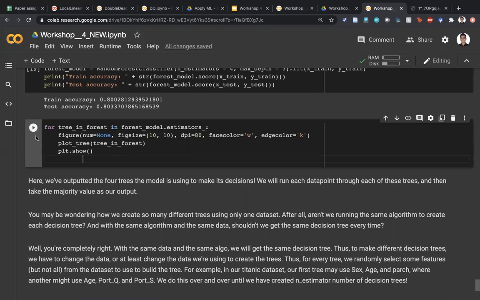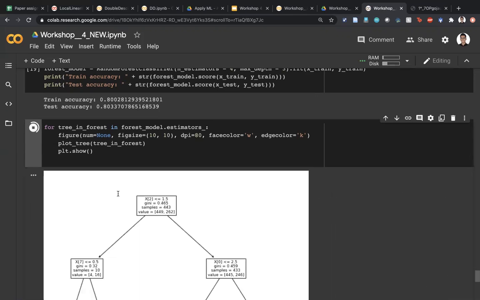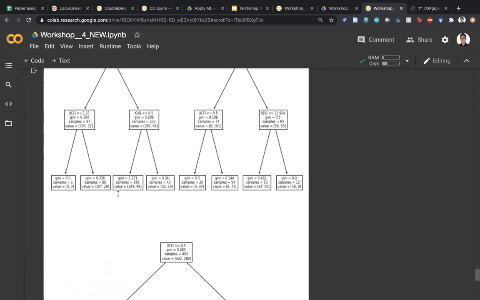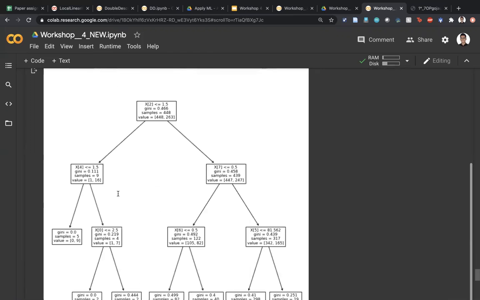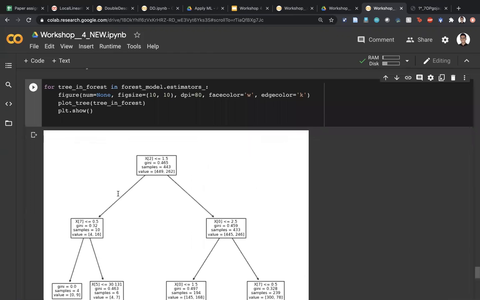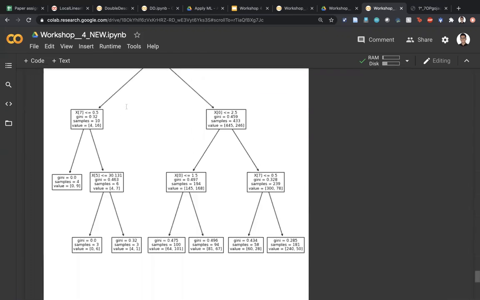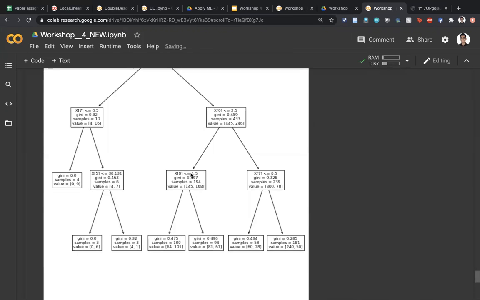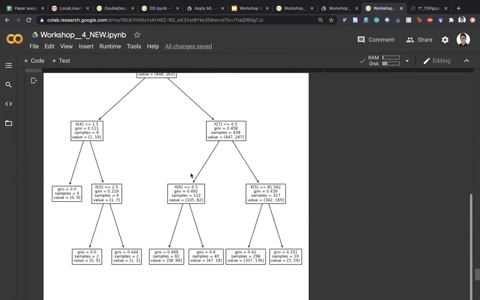Cool. So now what we're going to do here is look at every single tree in our random forest. So this is pretty big, but essentially we had, I think, 4 decision trees, and each of them looks like this.